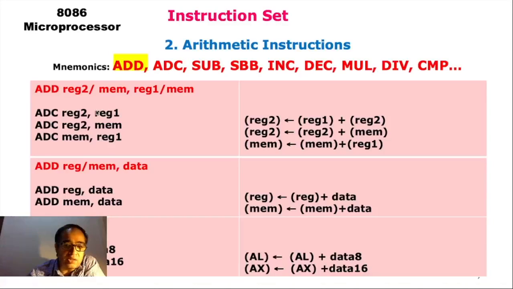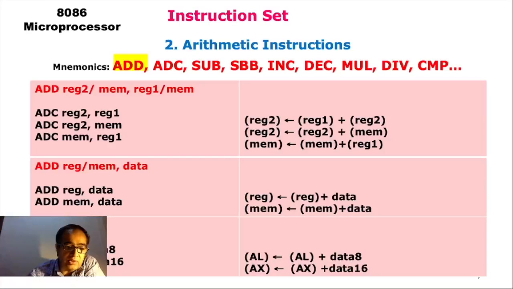ADC means add with carry. So register 1 and register 2 will be added with carry over here, right? Memory and register will be copied, register 1 and memory will be taken, and the data will be saved in the memory. Over here data will be saved in register 2, and over here also register 2 will contain the results. And the same here: the immediate data and the register will be added and saved into the register. Memory contents and data will be added and saved in the memory again.